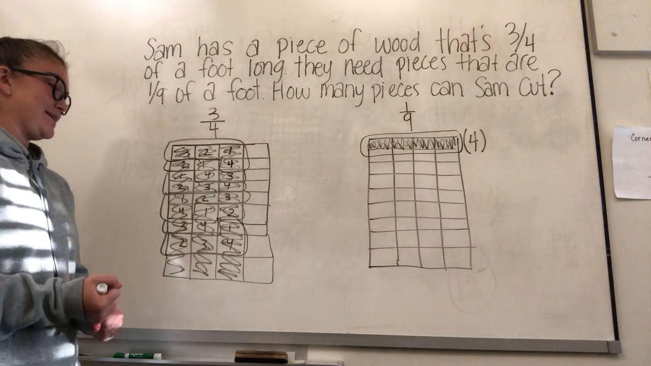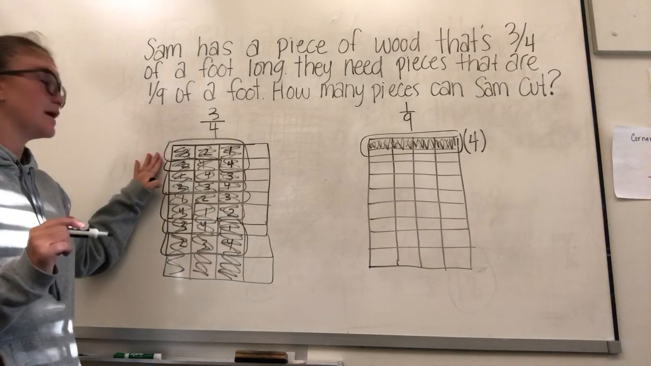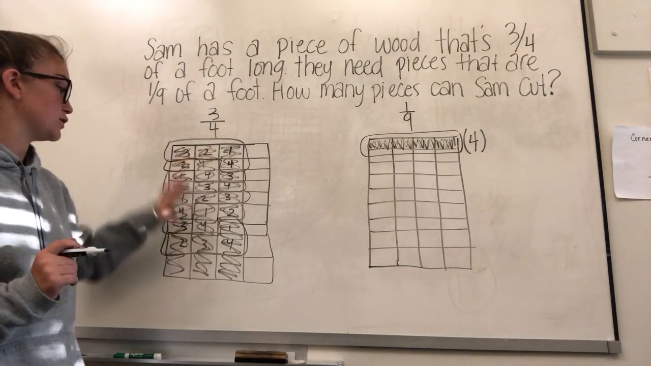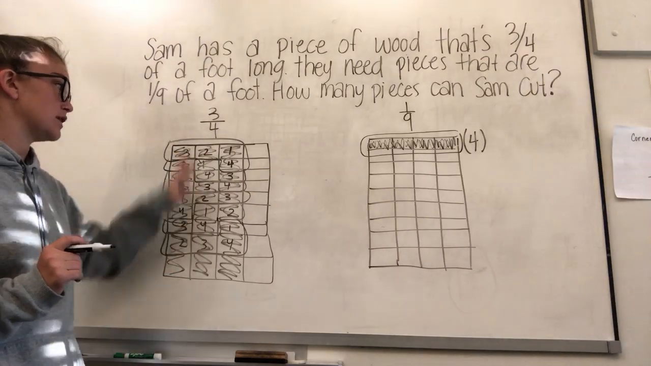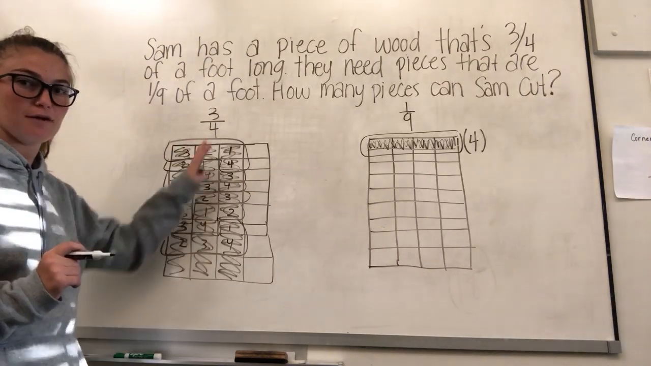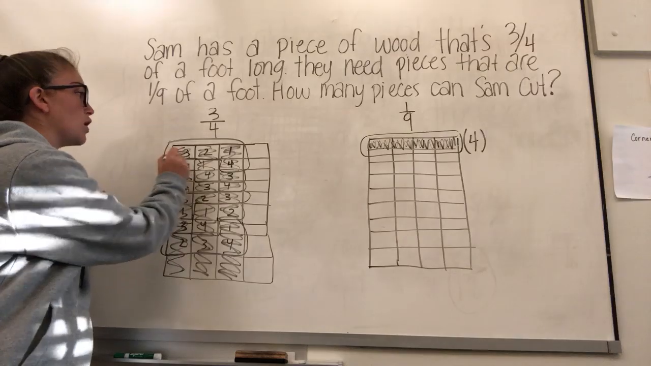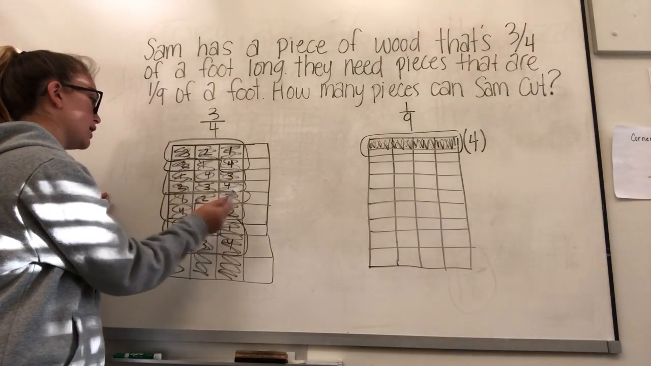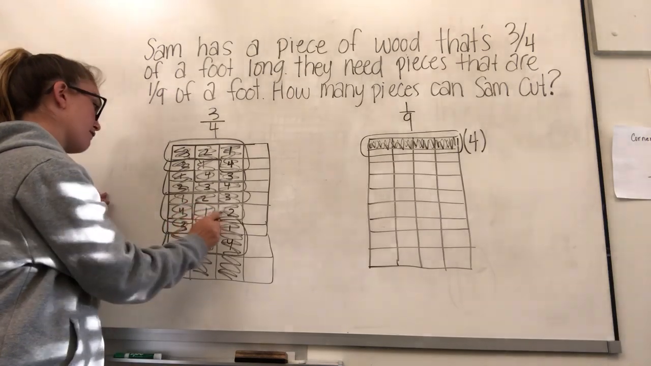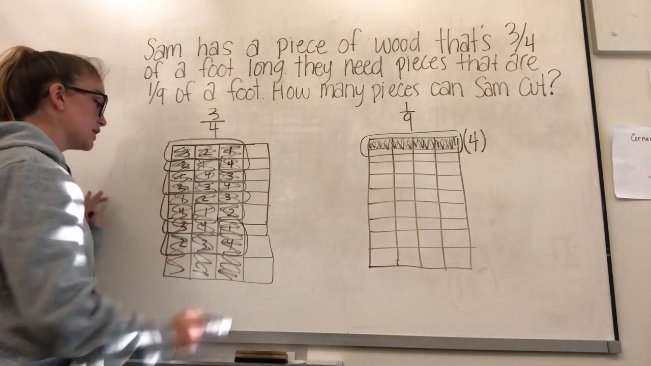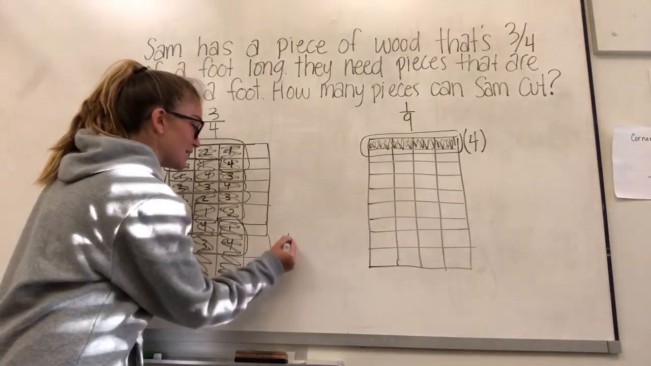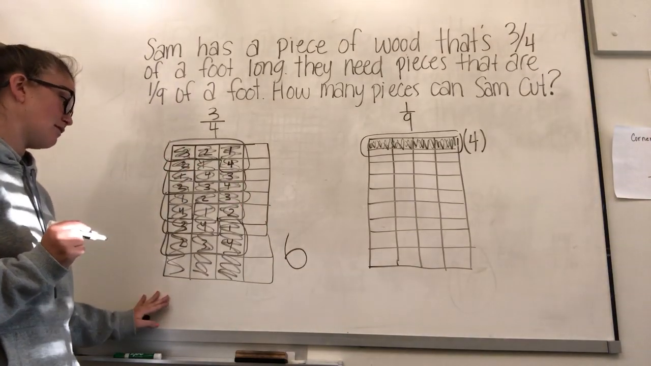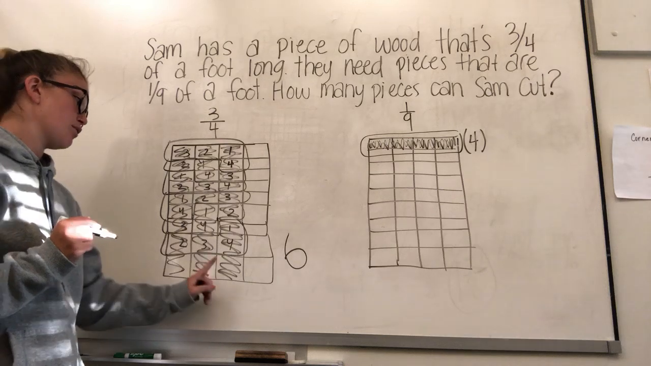So for our next step, we're going to count how many things we have circled here, how many 4s we have circled in these 3 columns that we have shaded out of 3/4. So we have 1, count with me, 2, 3, 4, 5, 6. So we have a total of 6 whole 4s that we have circled. And how many do we have left? We have 1, 2, 3.